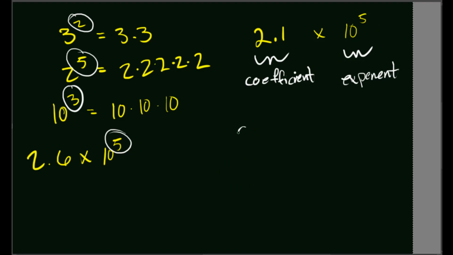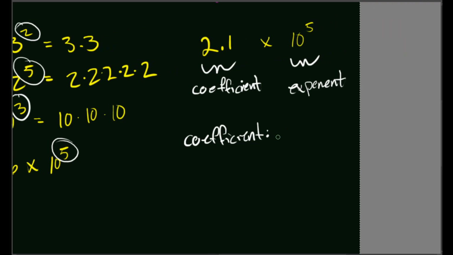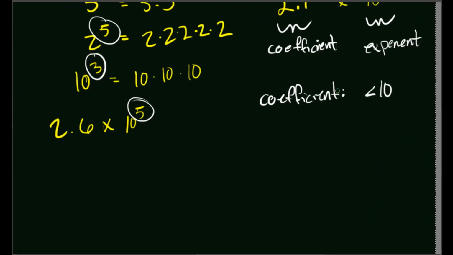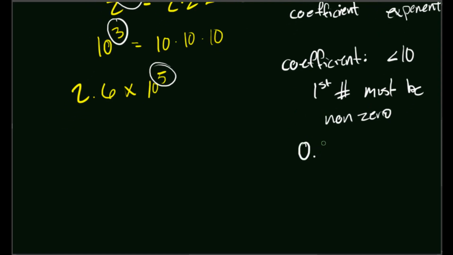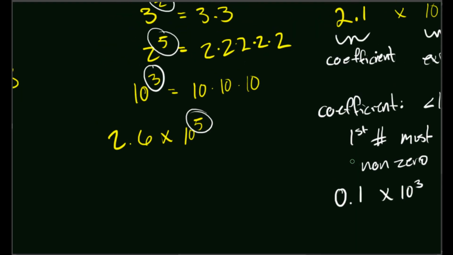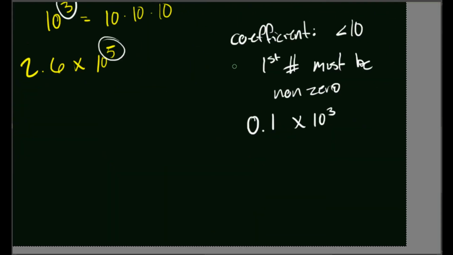So for the coefficient, that must be less than 10, and the first number has to be non-zero. So what does that mean? The first number cannot be 0, so you can't have a number like 0.1 times 10 to the third. This would not be scientific notation. This would just be regular exponential notation.